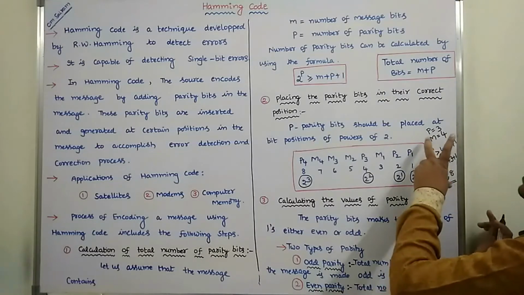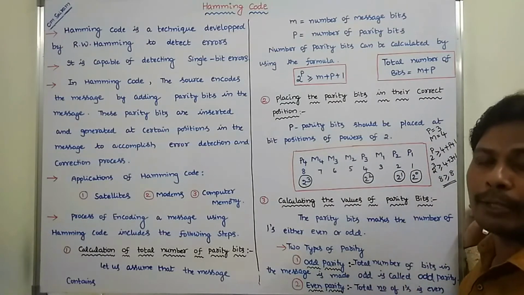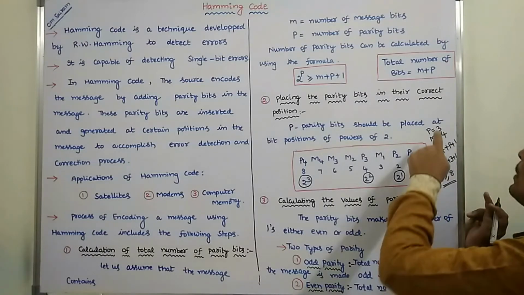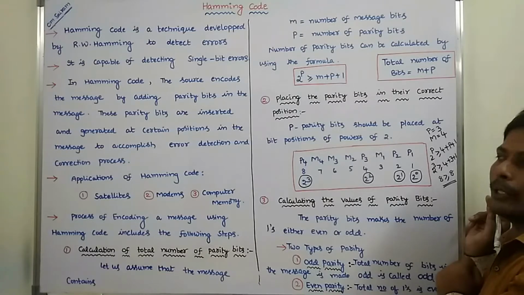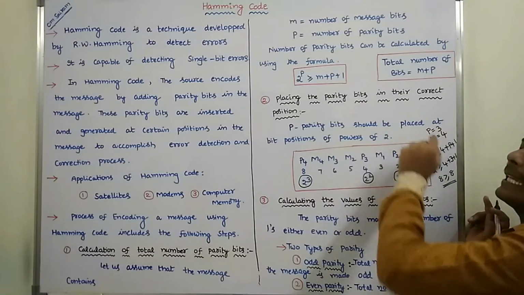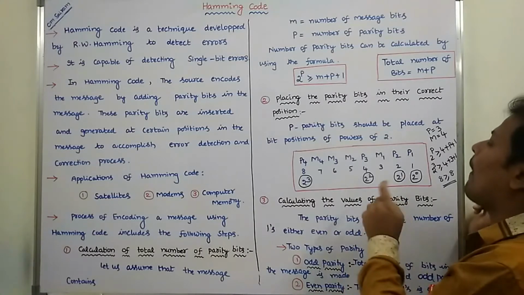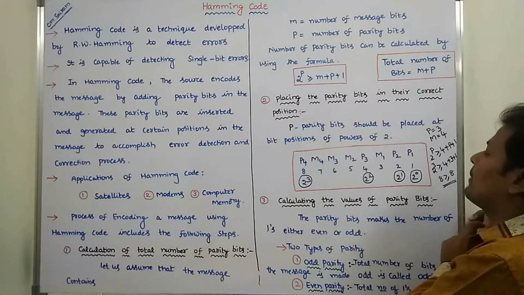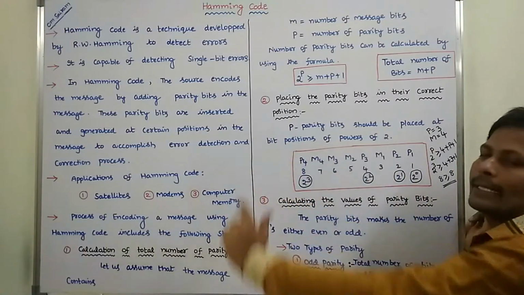So in this way we have to calculate the total number of parity bits that we are required. So now m plus p is equal to 7, 4 plus 3, that is equal to 7. Once we get the number of parity bits, those parity bits are placed at powers of 2 positions: 2 power 0, 2 power 1, 2 power 2 and so on.